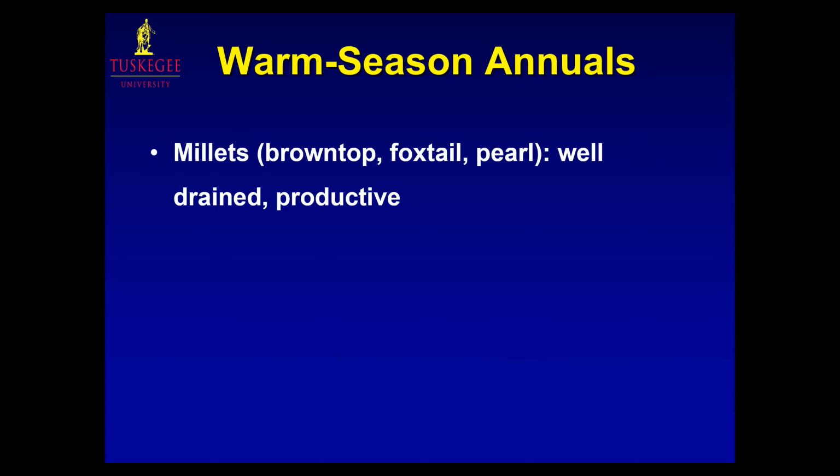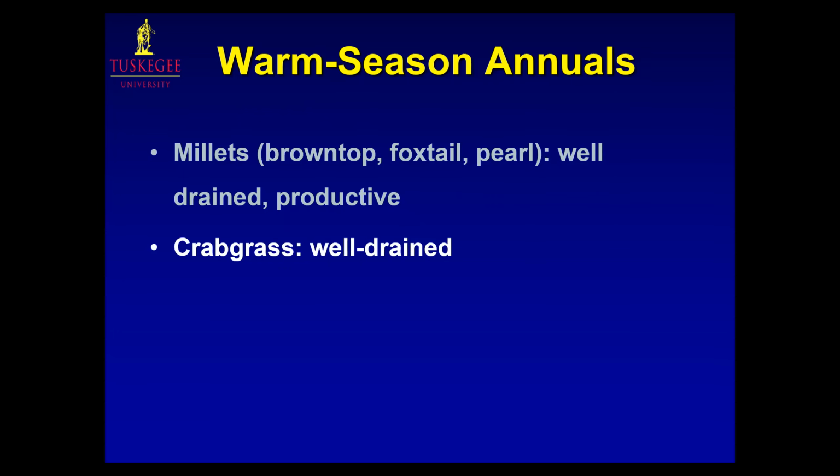Grass species can be millets. There are 3 different kinds of millets: brown top millet, foxtail millet, and pearl millet. Pearl millet actually grows taller than the first 2. So if you are making silage, pearl millet may be a good choice. However, if you are considering grazing, the first 2 will be better than pearl millet. And these millets will grow in well-drained, productive soil, because they are very productive forages, and of course they will need the productive soil type.